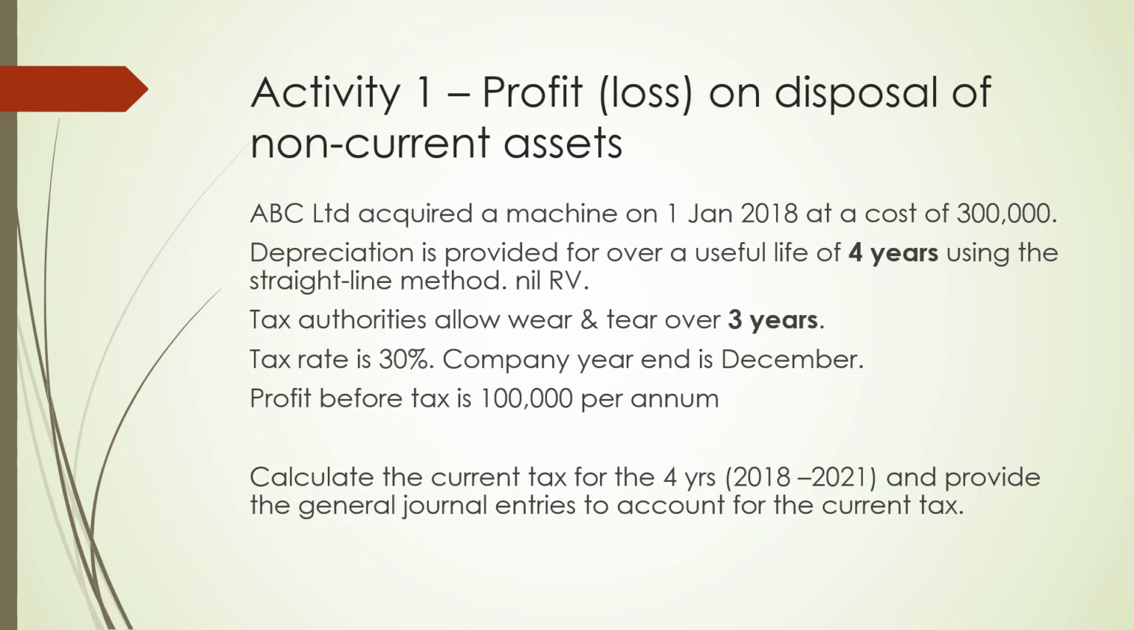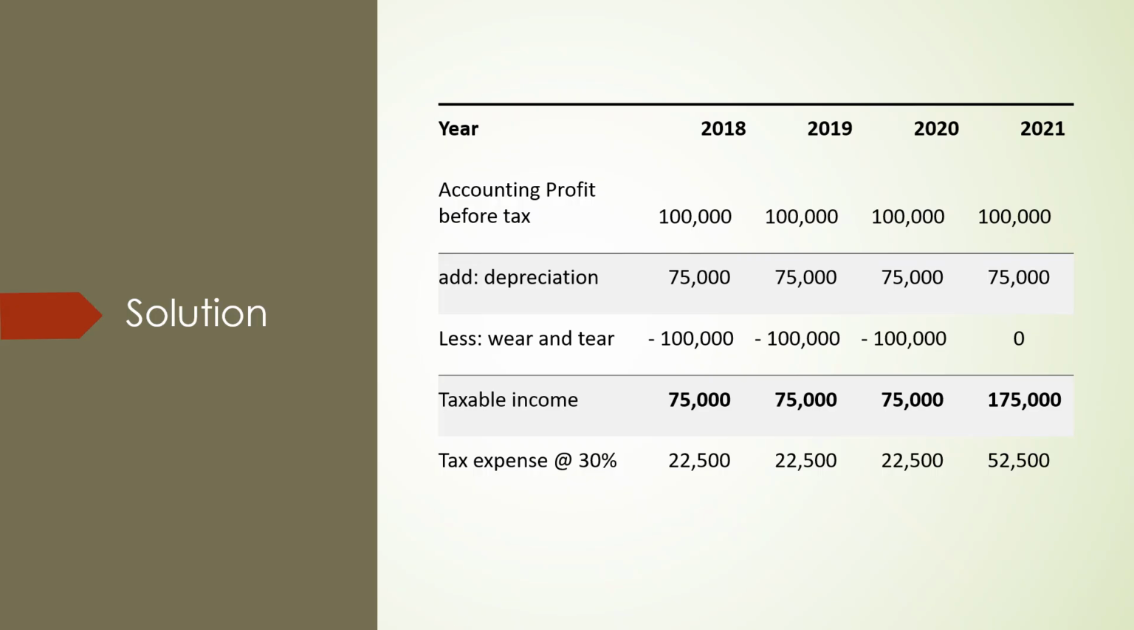The profit before tax is 100,000 Namibian dollars per annum. You are required to calculate the current tax for the years 2018 to 2021 and provide the general journal entries to account for the current tax payable. The suggested solution is as follows.